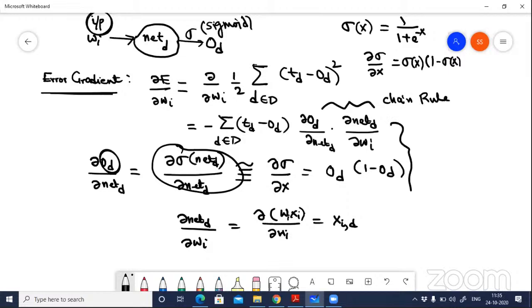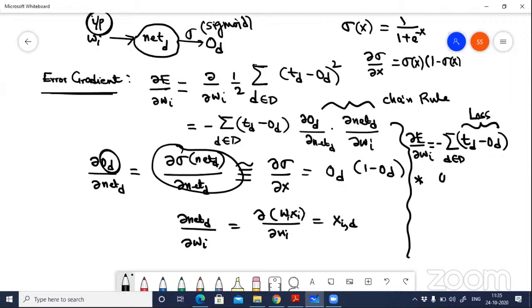So therefore, if I combine all of this, what I get is the following. I get my error gradient with respect to one particular weight with a minus sign, with a summation over all data points, the TD minus OD, which is nothing but my loss, okay, times OD times 1 minus OD. Now, what is this? This is the slope of the loss function due to the activation that you have employed, right? Times this, X I comma D, which is nothing but the input data.